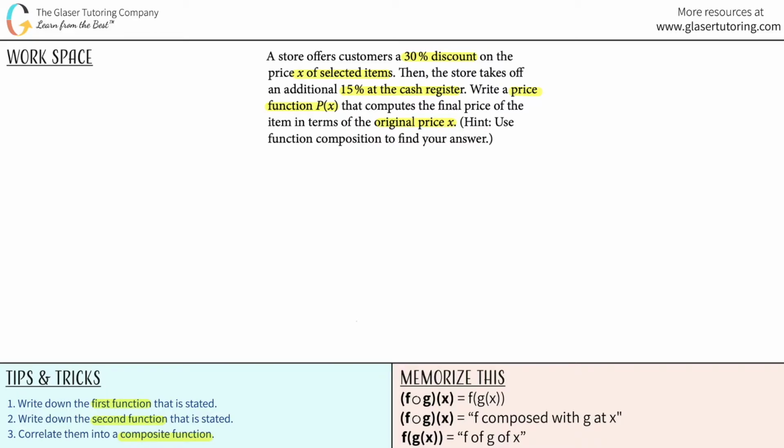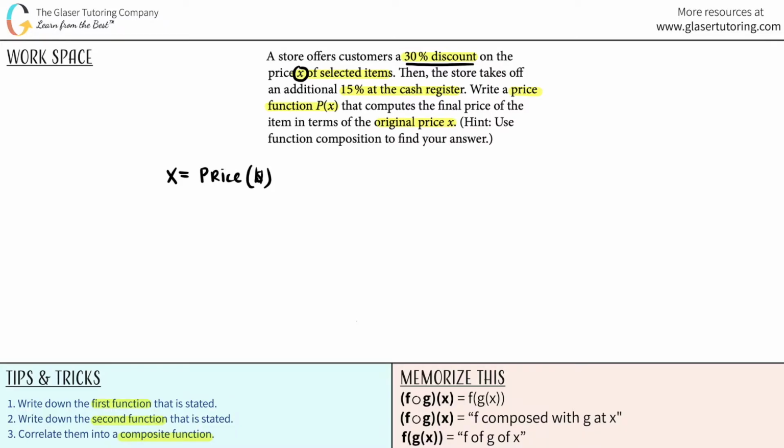So let's look for the first function. It's in the first sentence. It said that a store offers a customer a 30% discount on the price X items. So I'm just going to write over here that X was how many items they bought, right, on the price. So we'll say X was actually the price. Okay, so in dollars, right?